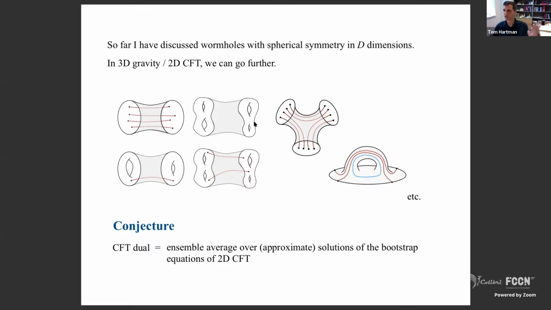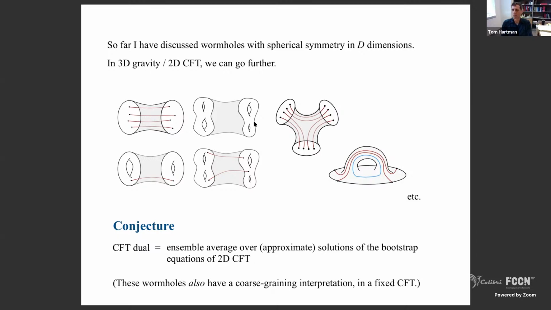There's two calculations here which are equal to each other. There's a gravity calculation of the action of these complicated wormholes, in many cases, not every possible wormhole, but at least in all the cases that are on this slide. So that's a gravity calculation, and there's a CFT calculation that I'm going to tell you about where we define this average over solutions of the bootstrap equations.